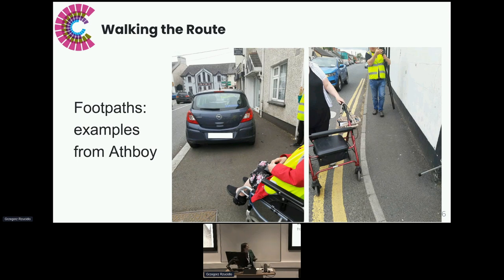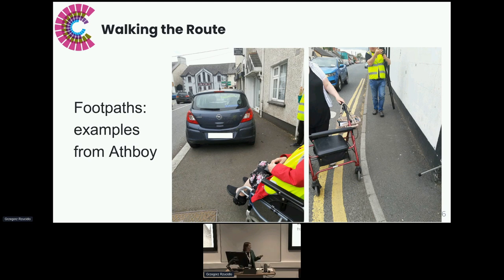So I have two photographs here from the walkability audit in Athboy. On the right, you can see a footpath that's very narrow. The person using the rollator in this photograph is on the road because the path is too narrow for them. On the left, we have what looks like a well-designed footpath. It looks to have a generous width, the surface is well-maintained and smooth, and it looks like there's good visual contrast between the edge of the path and the road, but there's a car parked across it, and the person in the wheelchair in that photograph isn't able to get by.